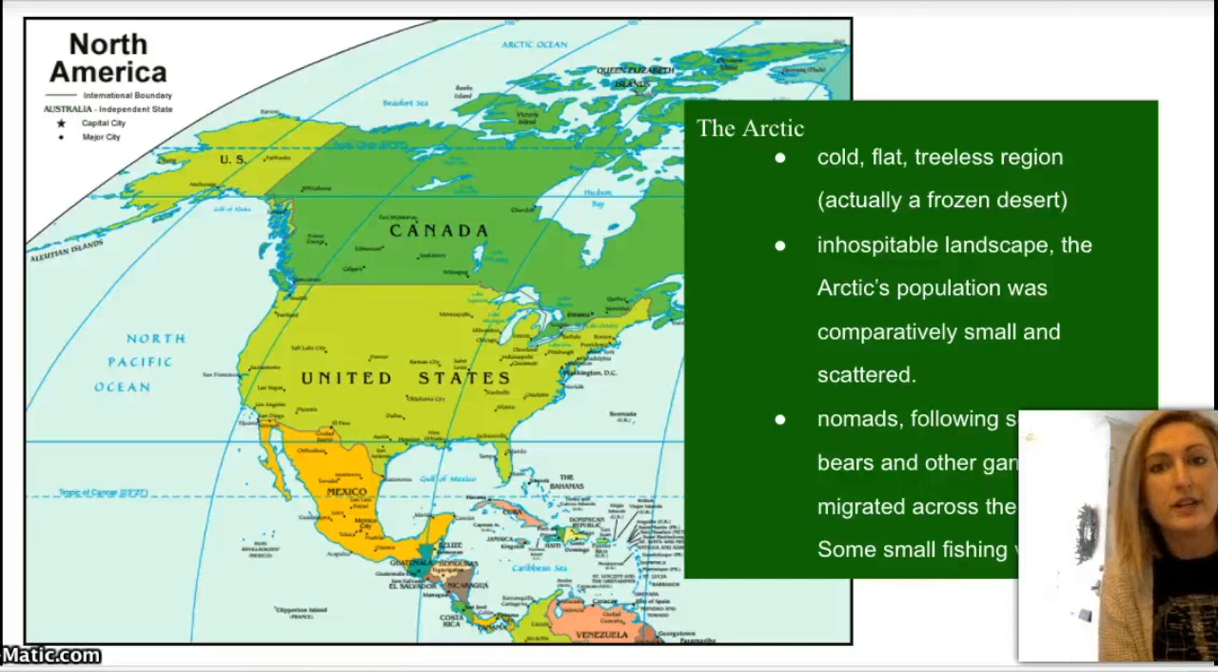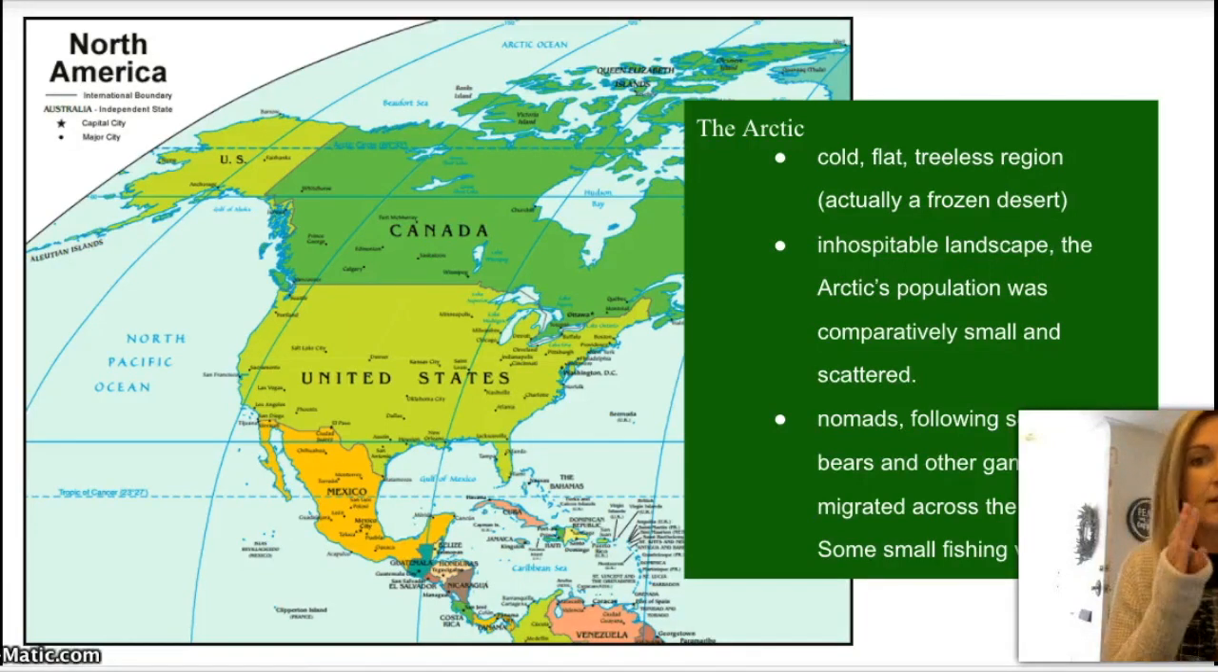The Arctic region is mainly what we know today as Alaska and parts of Canada, but it's a cold, flat, treeless region. It's actually a frozen desert. The tribes living in this Arctic region were typically spread out, and compared to the other regions we just looked at, there are not nearly as many people living in this region, because it's so hard to live there. They were nomadic tribes.